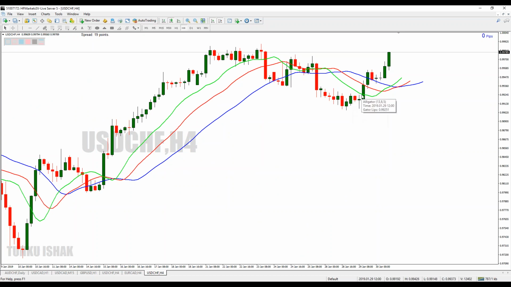When the lip crosses the jaw, this is our potential entry point if we are an aggressive trader. This usually happens here. This is our entry point, and our stop loss is at least the low here. Our target is around here, with a minimum 1-to-1 risk reward ratio at least.